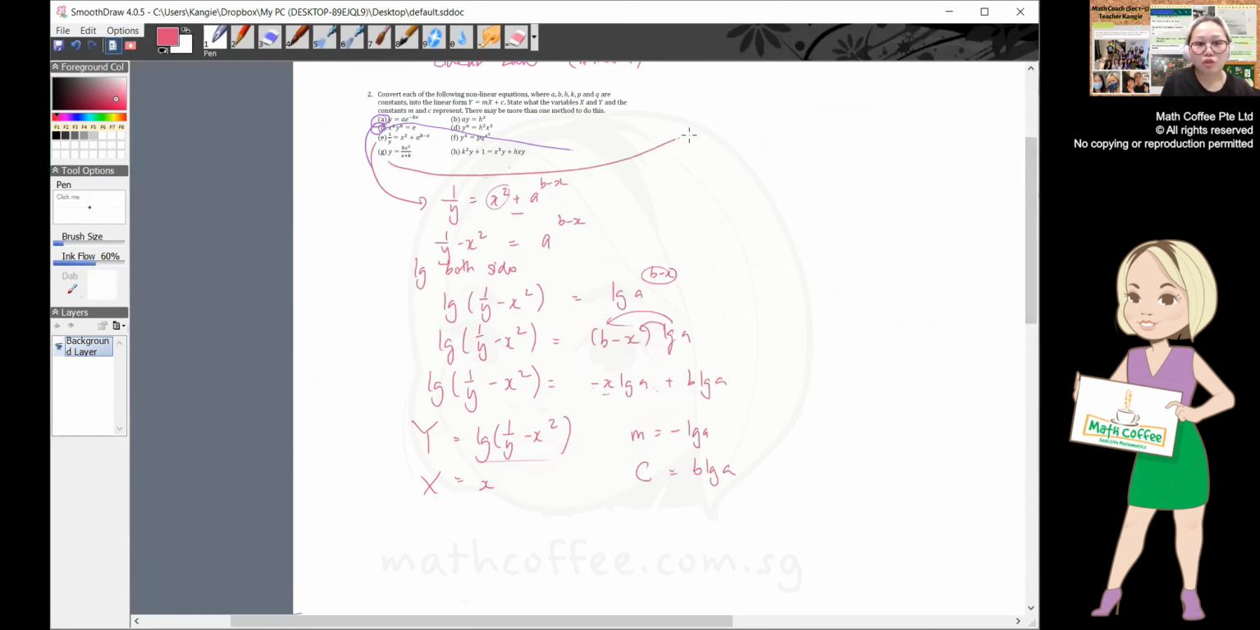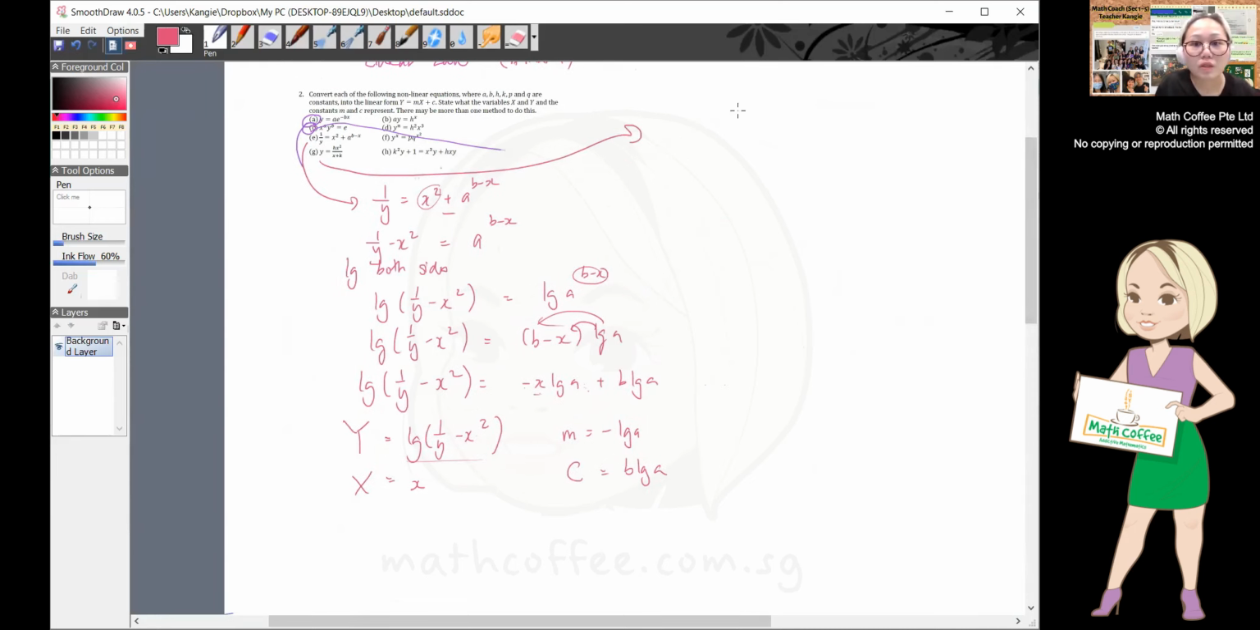Okay, then let's talk about G. G is y equals to hx squared over x plus k. Sometimes one look, you say, how to change to linear form? So what can we do? Sometimes just try out first. The only thing I can do now is I'm going to put y over 1 and then I cross multiply first. So I will get y times x plus k equals to hx squared. Okay, and then after that we expand out first. So you get xy plus ky equals to hx squared.